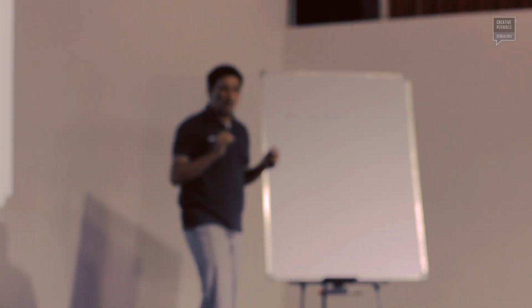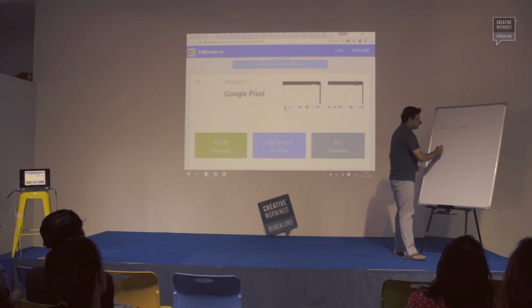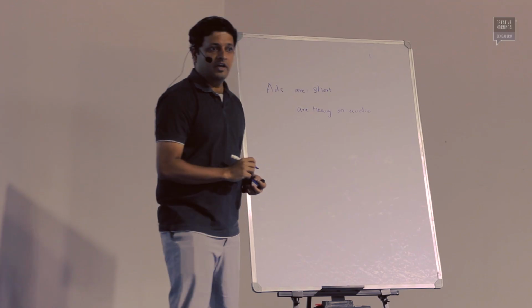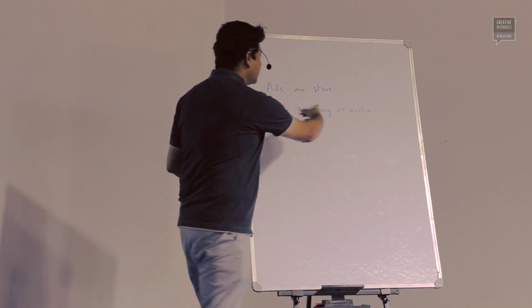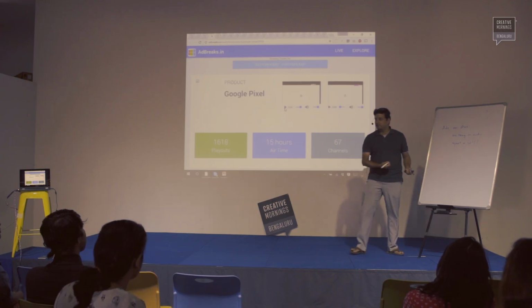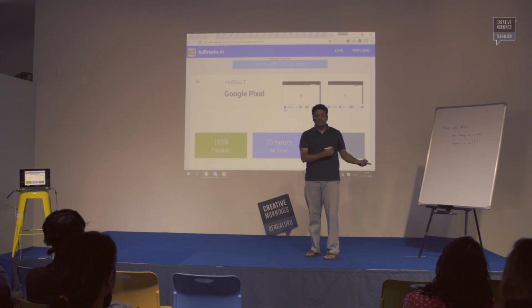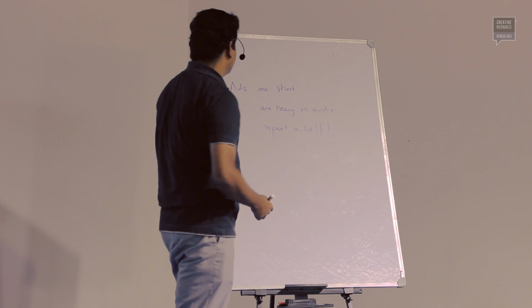Ads are short. They're always short, right? You don't have a 30-minute long ad. They're heavy on audio, right? There's a lot of audio. We'll make use of this in some sense. This is what's annoying about them. But this is the thing that reveals what an ad is. It repeats a lot.